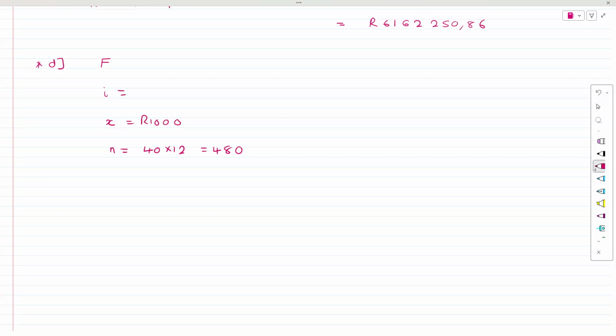I is 13.6% divided by 12. There is 13.6 divided by 100 divided by 12, and yeah, this should be 0.01133. And F is here. Same formula, F equals X into 1 plus I to the power of n minus 1 all over I. I forgot to put a bracket here.